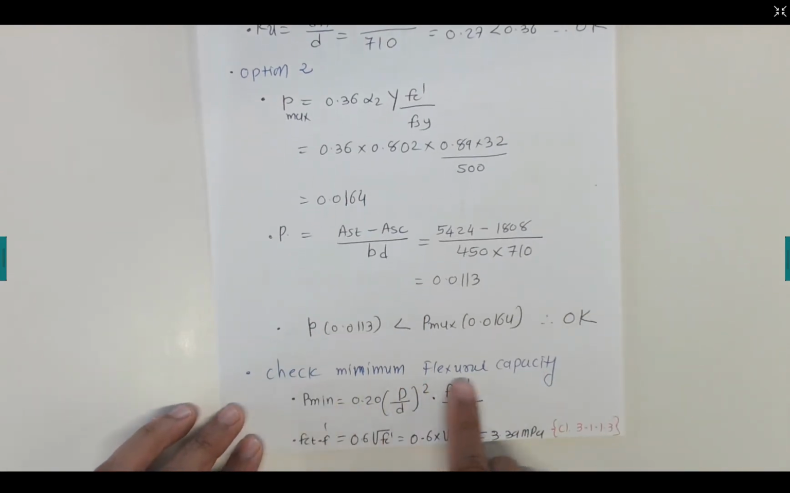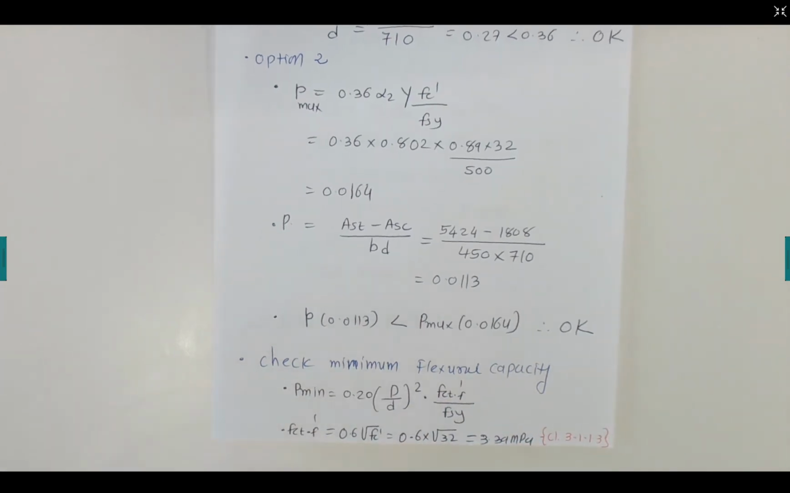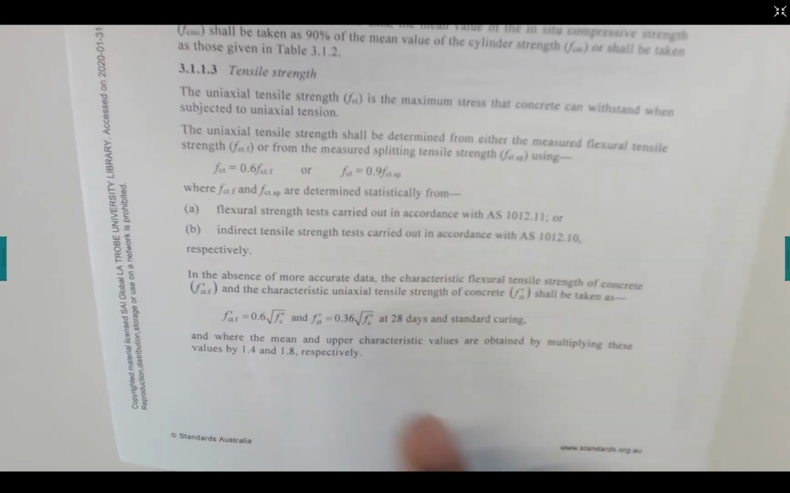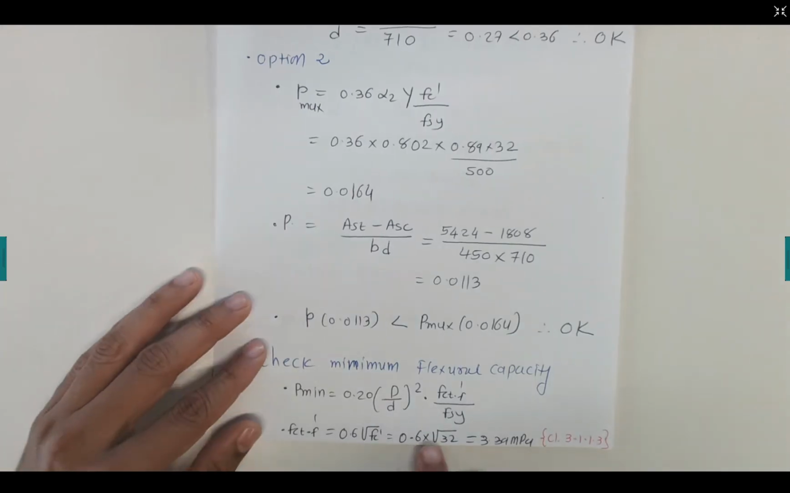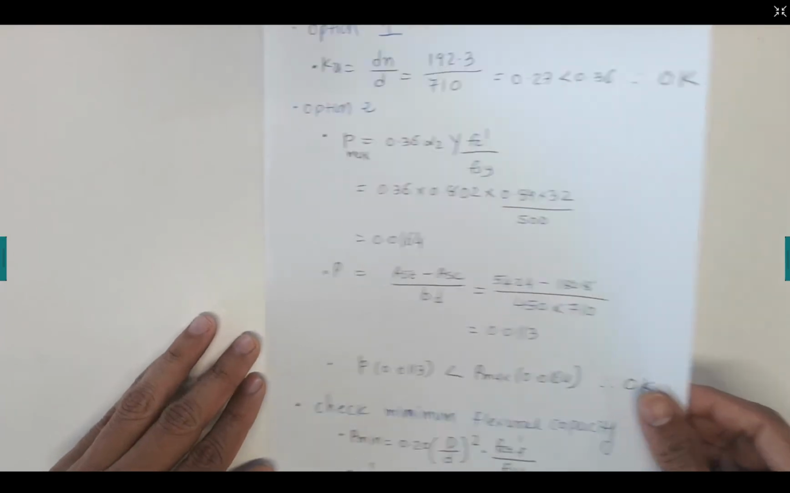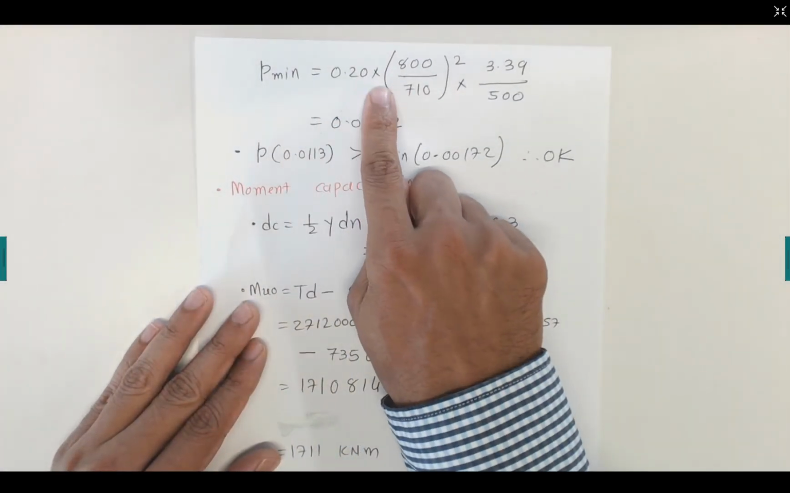Now we also need to check the minimum flexure capacity. For that we calculate the minimum reinforcement, which is 0.20 capital D squared times tensile strength of concrete over yield strength. The tensile strength of concrete is given in clause 3.1.1, and the equation is in clause 3.1.13. The tensile stress is 0.6 square root of fc dash; substituting fc dash of 32 gives us 3.39 megapascals.